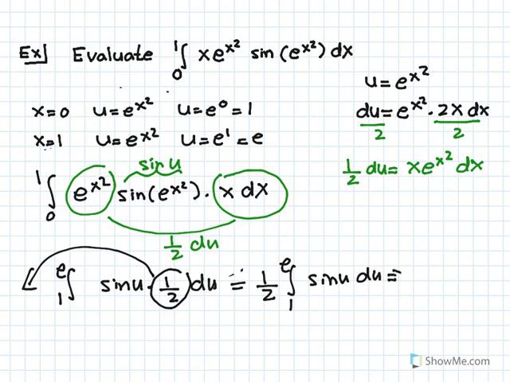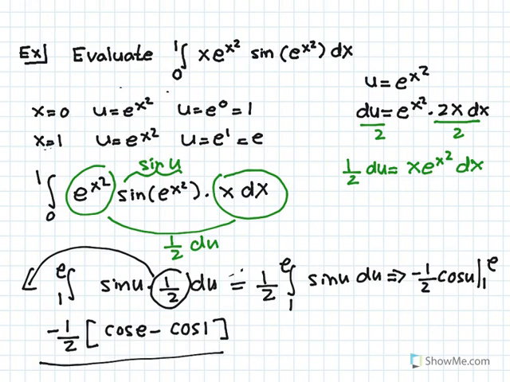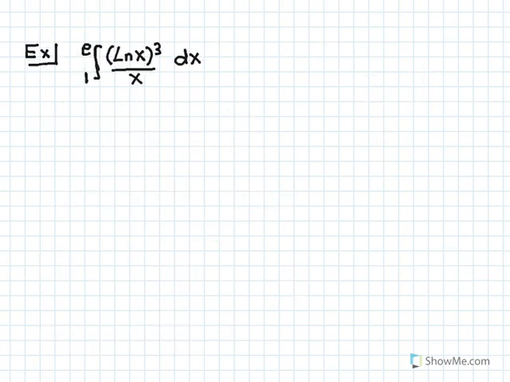What is the antiderivative of sine u? That's just going to be negative cos u, so that's negative 1/2 times cosine u, evaluated from 1 to e. Now apply the fundamental theorem of calculus, and we get negative 1/2 times, putting the upper limit in, cosine e, minus, put the lower limit in, cosine 1. This is the answer. All right, let's look at another example.